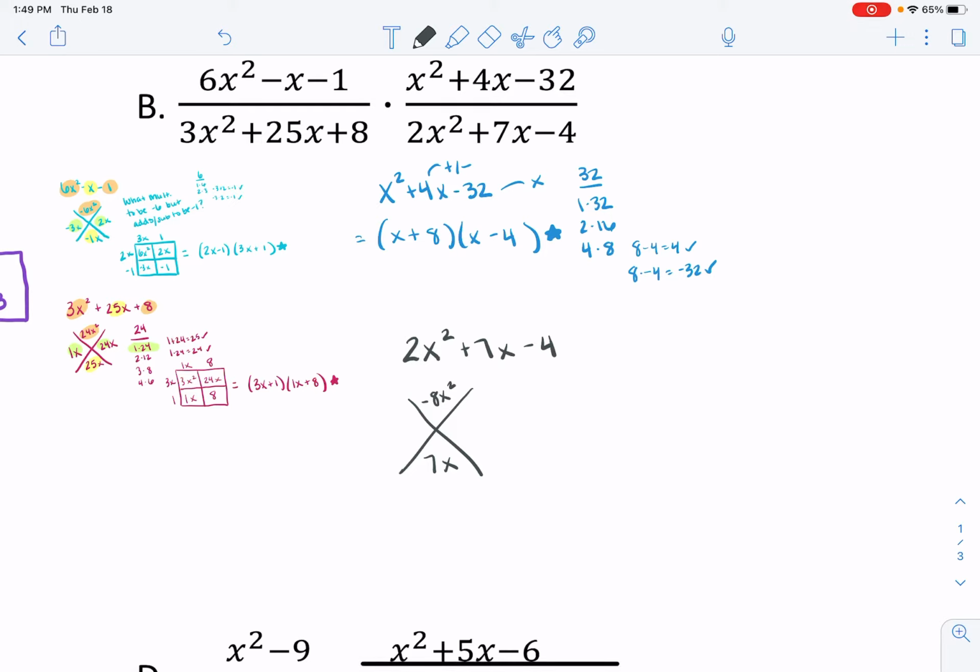And we need to think what multiplies to be negative 8 but adds or subtracts to be 7. So when I think about my factors, I think if I did 8 minus 1, that's 7, and 8 times negative 1 is negative 8. So those both work. So I'm going to put 8x and negative 1x in my diamond. And now let's make our box.